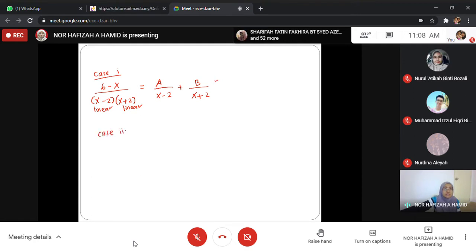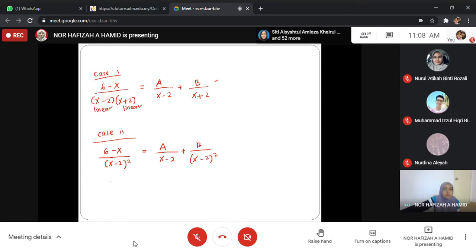Case 2 is when the denominator is in terms of repeated linear factors. For example, we have 6 minus x over x minus 2 to the power of 2. Also equal to a over x minus 2 plus b over x minus 2 to the power of 2. Okay, so this is the partial fraction for case 2.